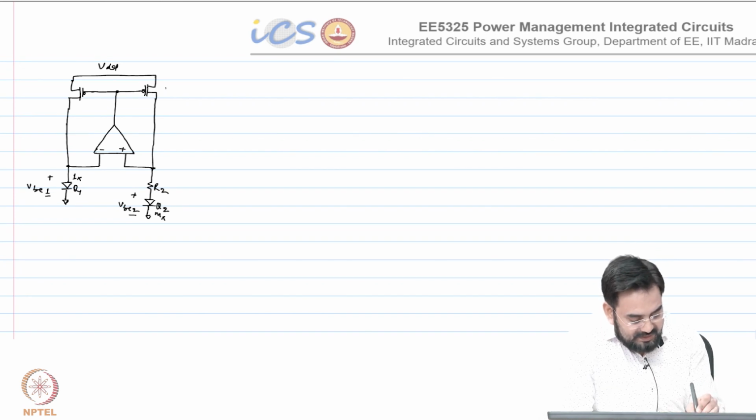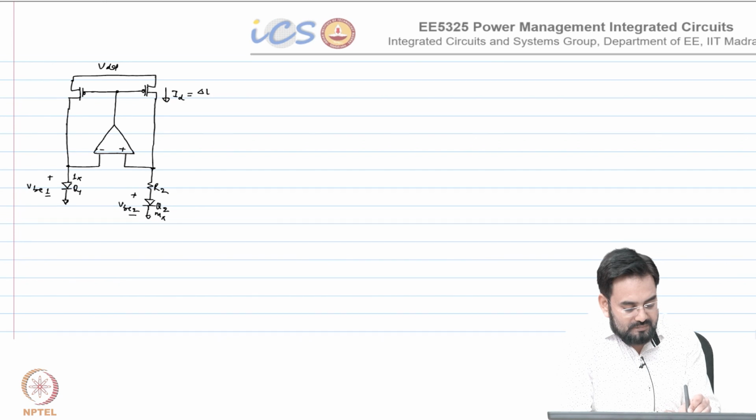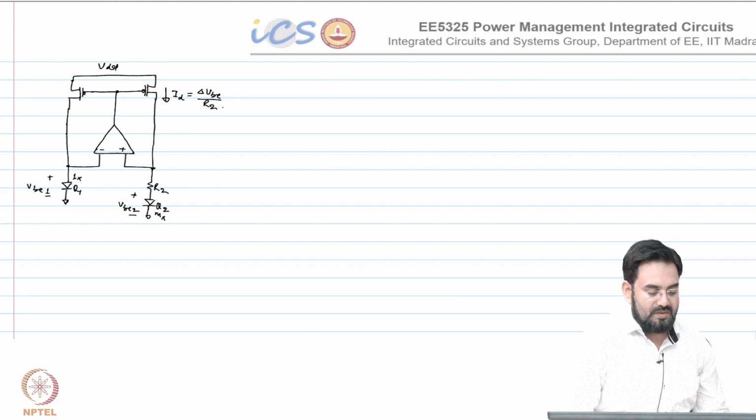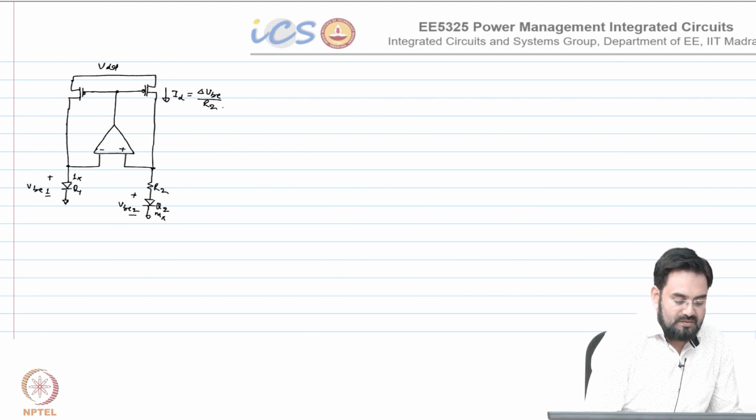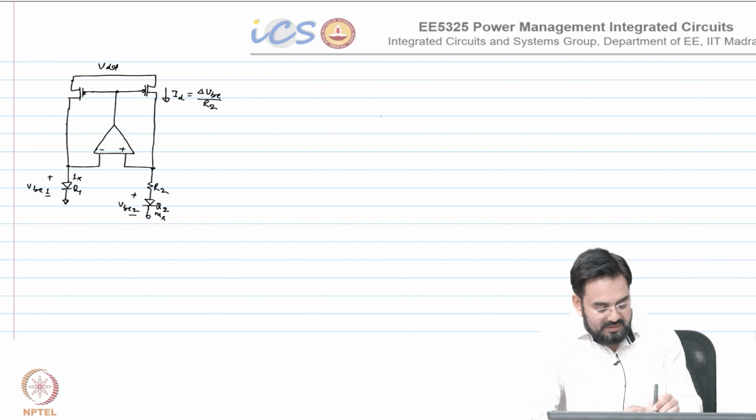So, what is this current? Delta VB by R2. How can I do VB by R? So, let us do another circuit.